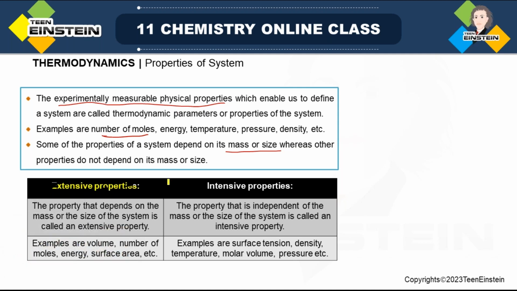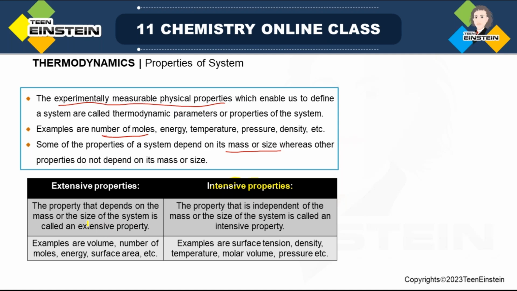So extensive property and intensive property. Extensive properties depend on the mass or size of the system that you have taken, and that is why they are called extensive. And intensive, obviously, there is no dependence on the mass. So it is very easy to understand.